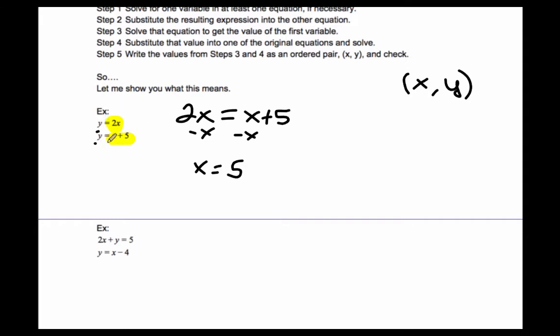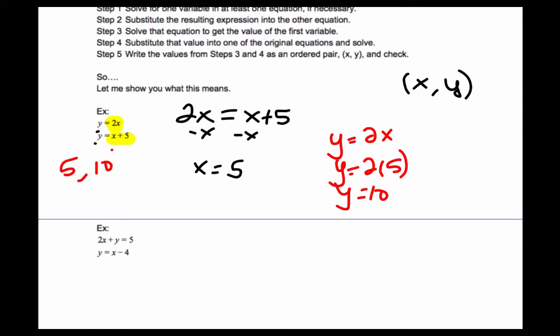So now I need to pick one of these equations. I can use either because it should work for both. I can pick one of these and I can substitute 5 for x and solve for y. Again, very easy. If y equals 2x, then that means y equals 2 times 5 and y equals 10. So what is my solution? My solution is 5, 10. That is where these two lines would intersect. That is the solution to this system. And that is by substitution.